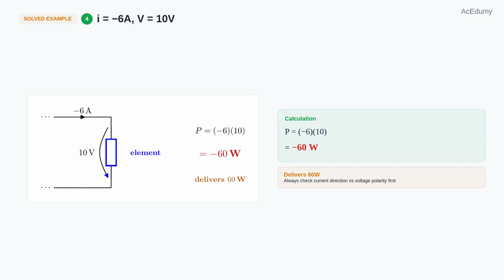Example 4. Current is negative 6 amperes. Voltage is 10 volts. P equals negative 6 times 10 equals negative 60 watts. The current enters the positive terminal. Negative P means delivering. This element delivers 60 watts of power. Notice the pattern. Always check which terminal the current enters. Then apply the sign convention consistently.